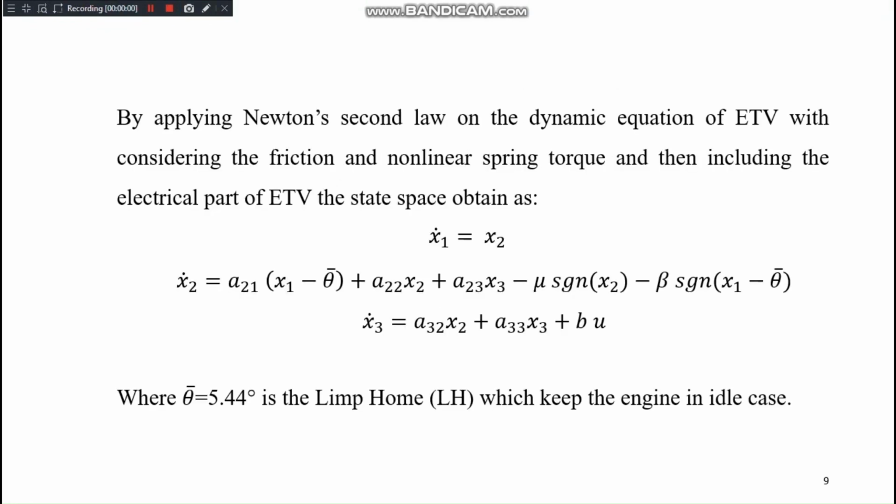Deriving the equations, the following equation is obtained that includes theta bar representing the limp open state, which corresponds to the car idle state. In this mode, the throttle remains partially opened at an angle of 5.44 degrees, and the engine operates with minimal fuel consumption to keep the car running.